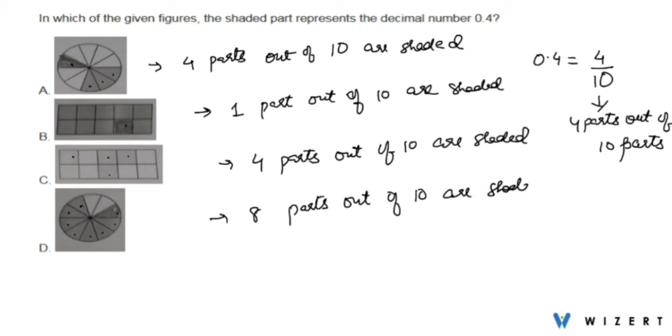Now in the question we have to find the figure in which the shaded part represents decimal number 0.4, means 4 by 10. So 4 parts out of 10 parts are shaded in option A and C. Hence we can say that the answer is option A and C.